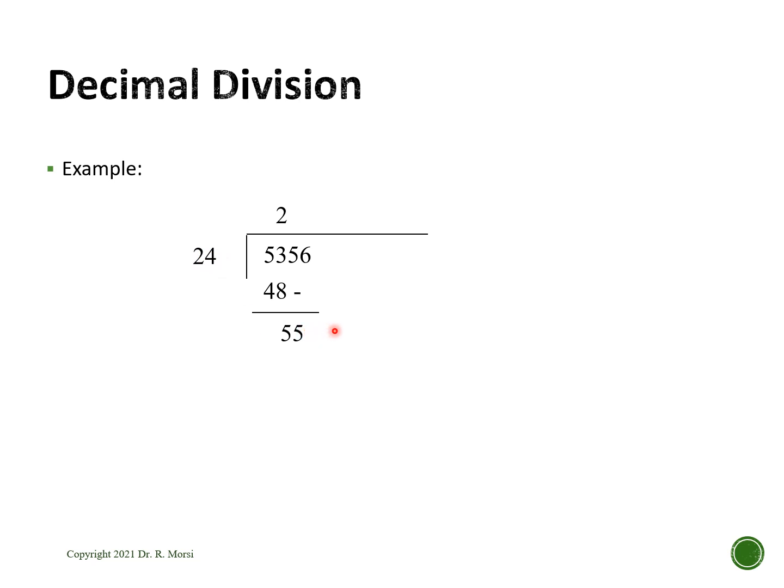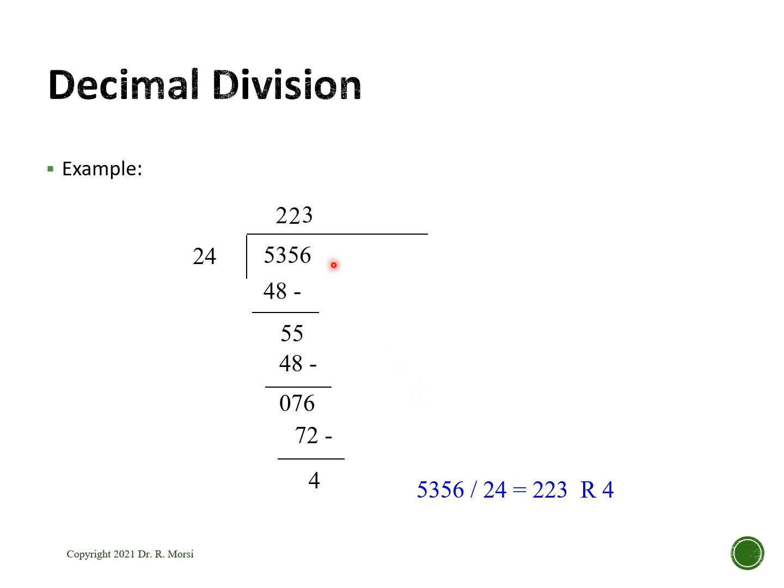Then you look at 24 again. Does it go into 55 wholly? Yes. How many times? Twice again. 2 times 24 is 48. Do another subtraction. What does that give me as a result? A 7. Then I drop down the 6 again. Now how many times does 24 go into 48? 3 times. 3 times 24 is 72. Do a final subtraction is a 4. So the result is 223 remainder 4.